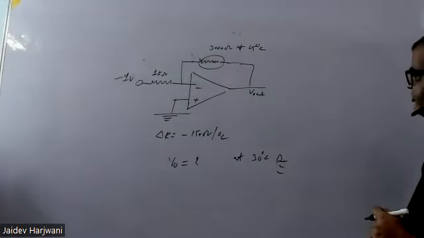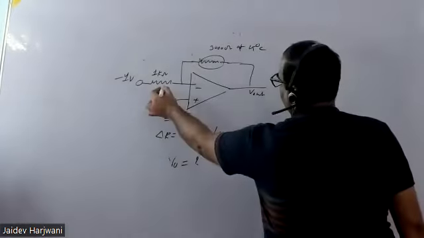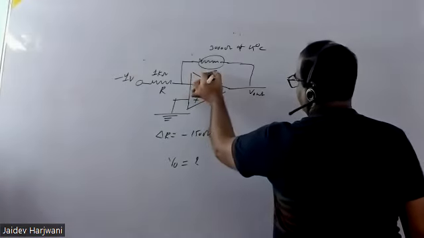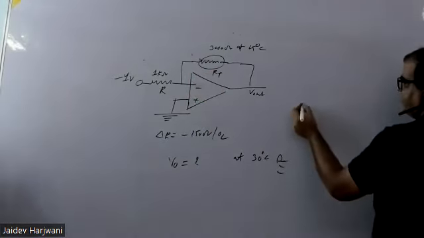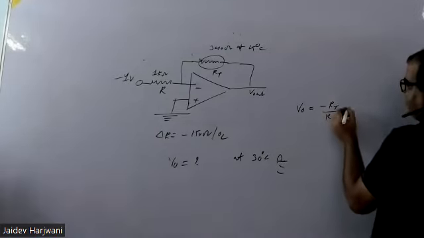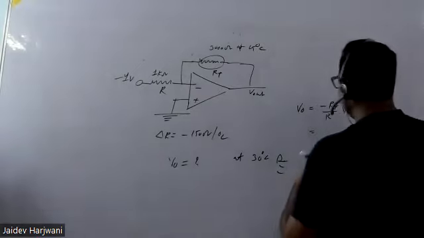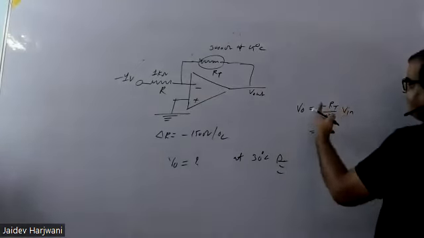So what is the formula I should use here? V naught equals, if I say R and I say this is RT, so my V naught is what? Minus RT upon R, V input. And now V input is fixed. R is also fixed, only RT is changing.